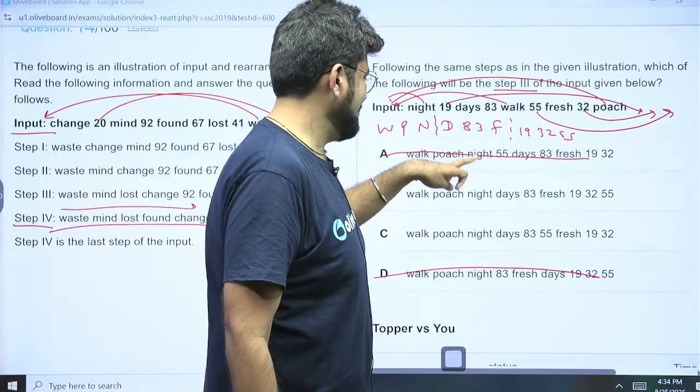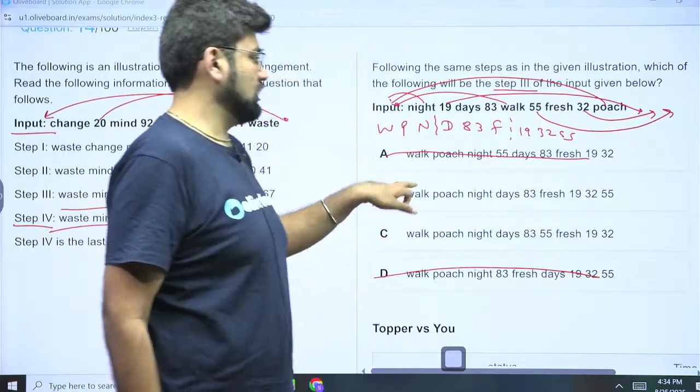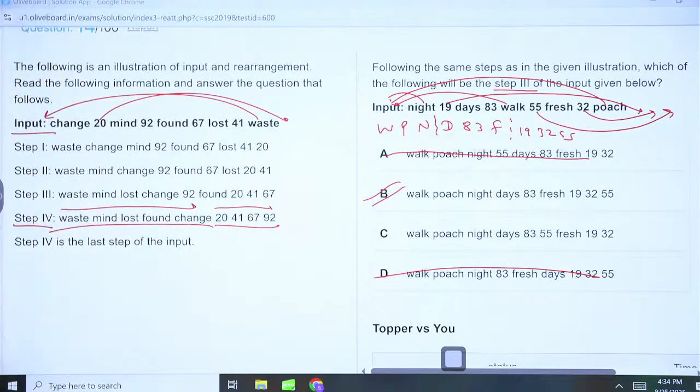After days we have 83. We have fresh. So option B is the correct answer. Okay. That's how you approach this question.